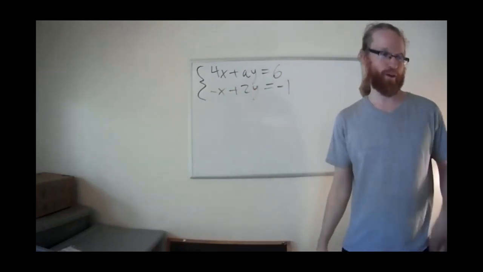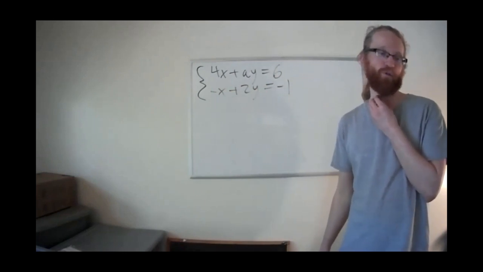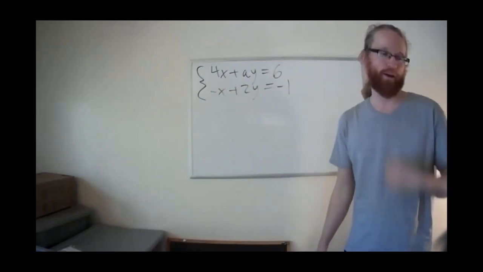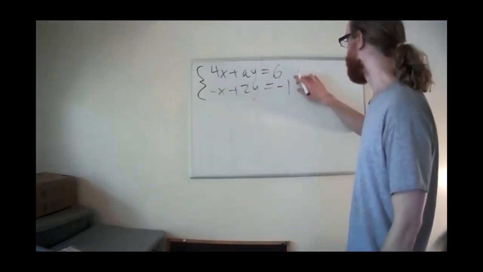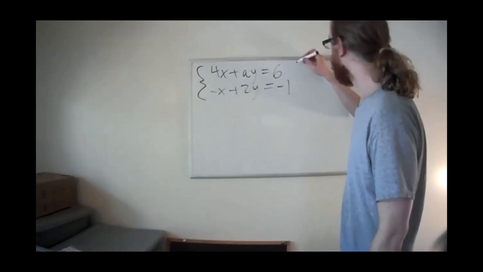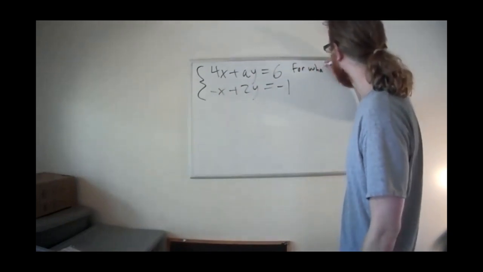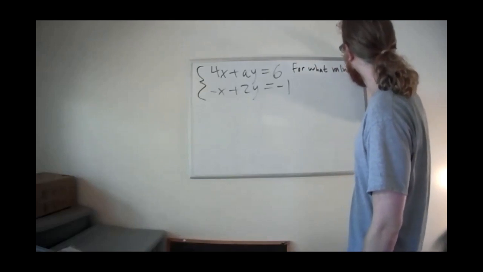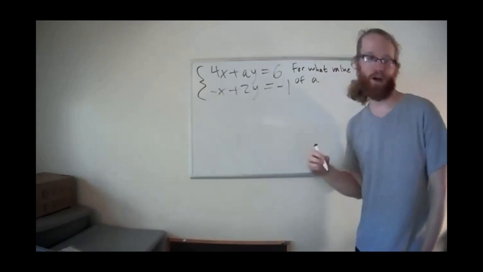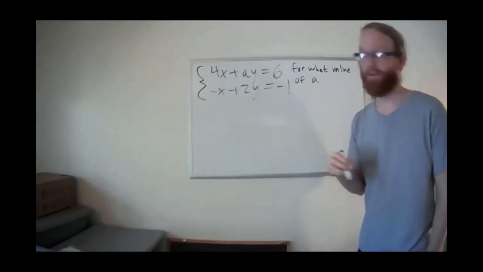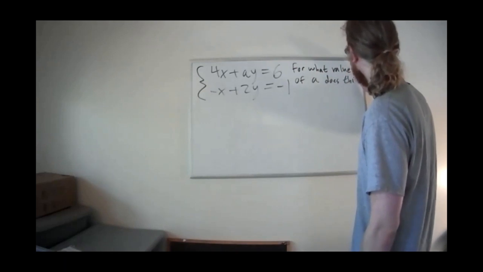And that is sort of like a variable, or it's some number, but we don't know what number it should be. There's a problem like this on your activity where there's some number, and here's what I would ask: for what value of a does this system not have a unique solution?